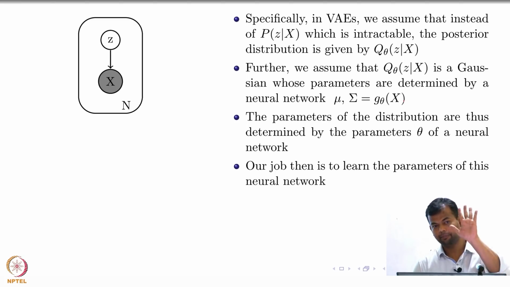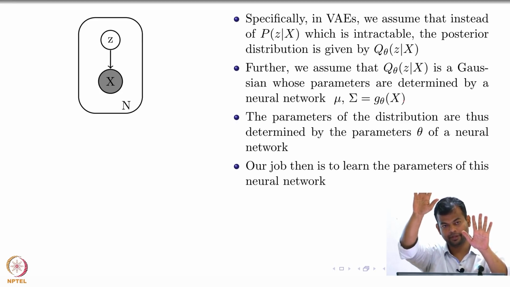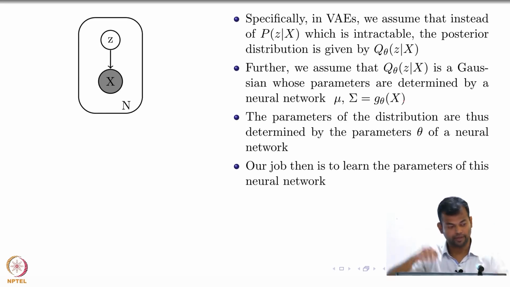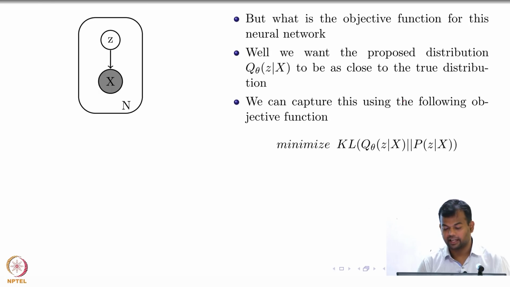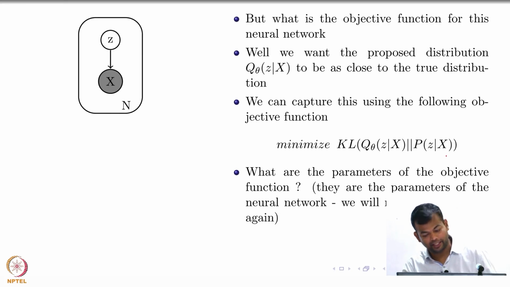So what I've done is, I couldn't compute P. I have proposed a Q which has certain parameters. These parameters I'm going to express as a function of some other parameters. I'm going to set up an objective function, or an optimization problem, with this set of secondary parameters. Now what's the objective function? KL divergence. So the KL divergence between the proposed distribution, which is Q_theta, and the true distribution, which is P. This is what I want to minimize. And what are the parameters of the objective function? Theta. These are the parameters of the neural network, and we'll come back to this.